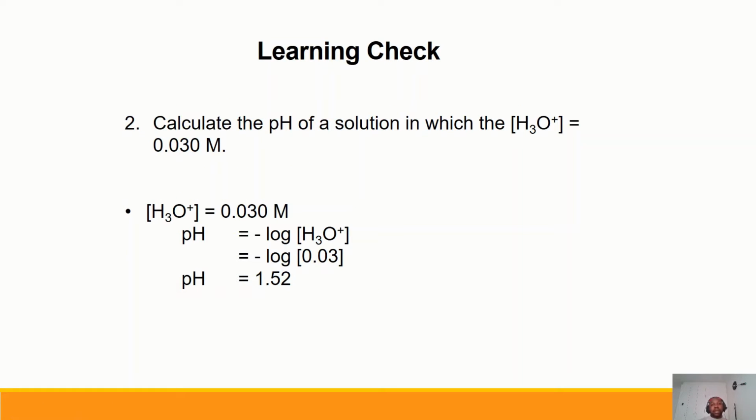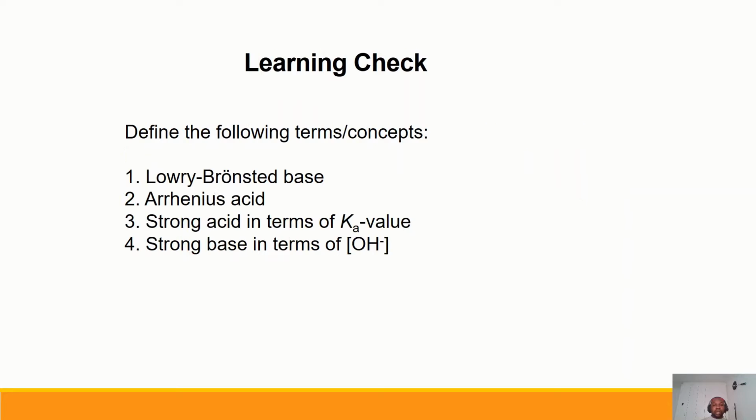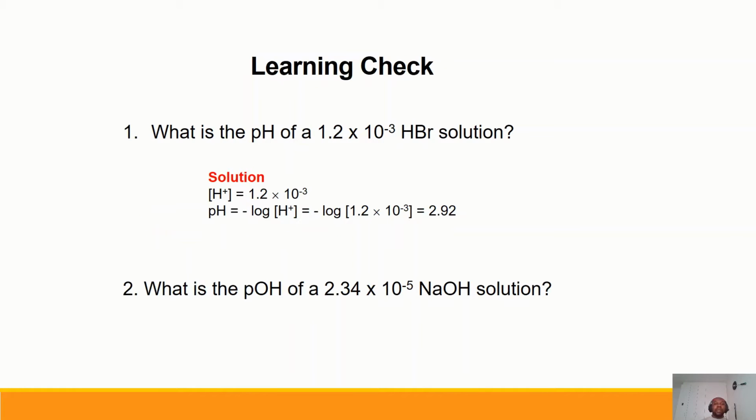So again, we can also calculate this. We are given the concentration of this. So it's just a matter of putting the concentration, then you punch the calculator, then you get the value for the pH. So for learning check, we can try that out. So also learning check, so go back to the notes and you should be able to answer some of this.